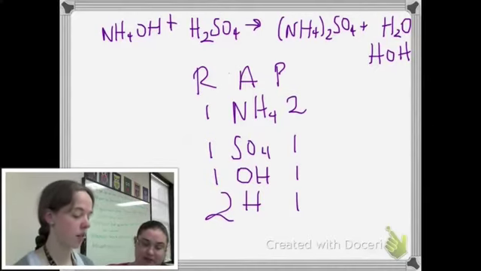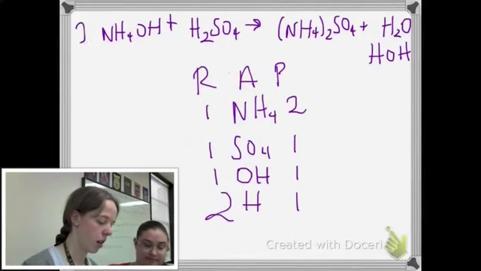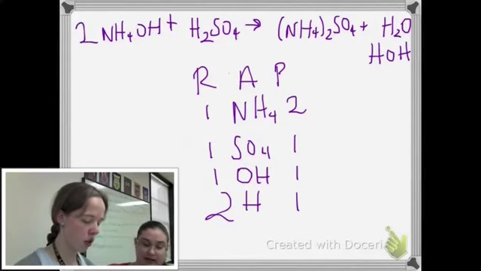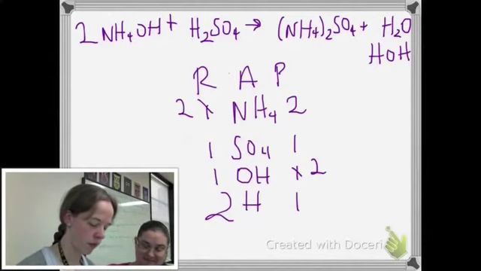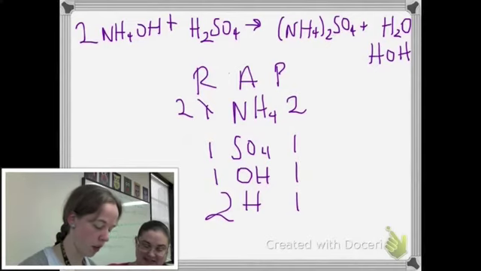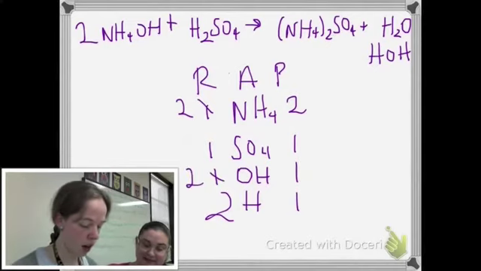So I've got 2 NH4s on my product side. What do I need on my reactant side? I need to put a 2 in front of the NH4. Okay, and so what does that change? That gives me 2 there. What else does it give me 2 of? It gives me 2 OHs. Other side. Yep, thank you. If you change it on the wrong side, it will make your life way more complicated than it needs to be.